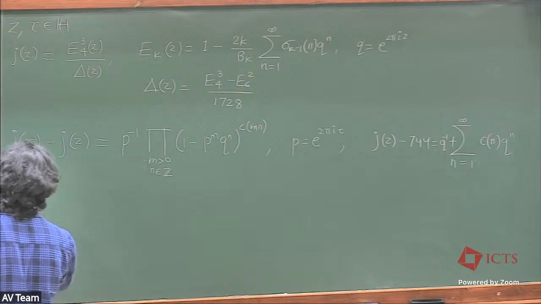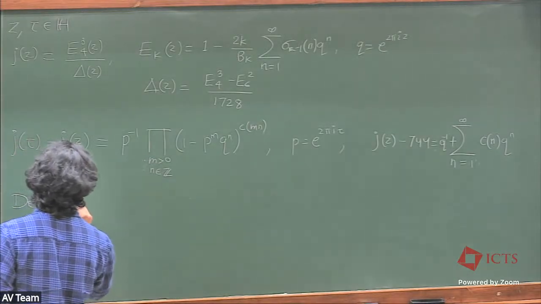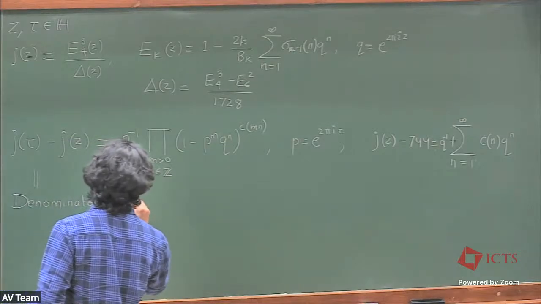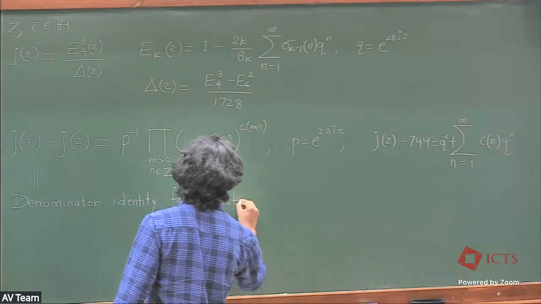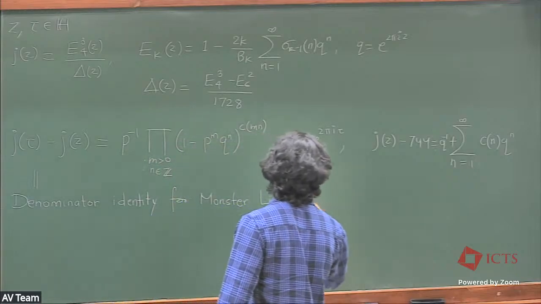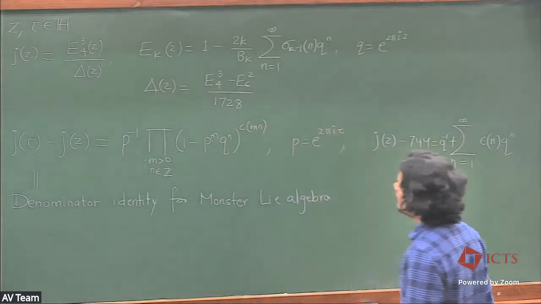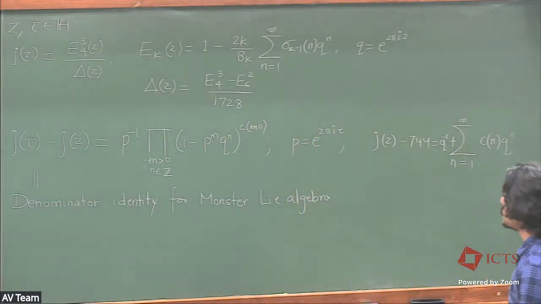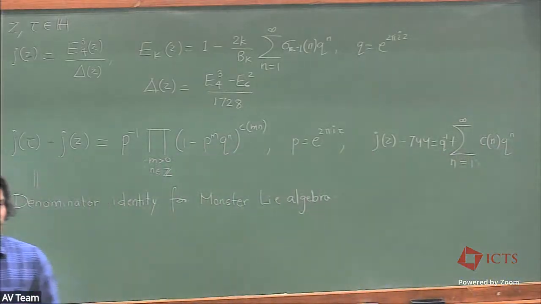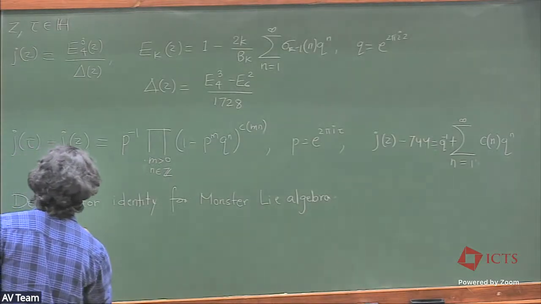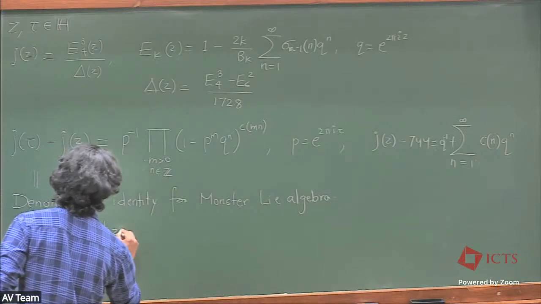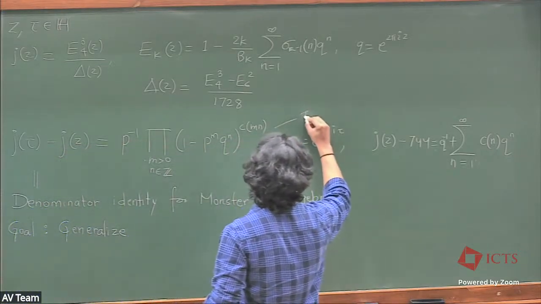The monster Lie algebra is basically an infinite dimensional Lie algebra, which appears when we are trying to prove the monstrous moonshine conjecture. Now, our goal is to generalize this formula to higher levels.